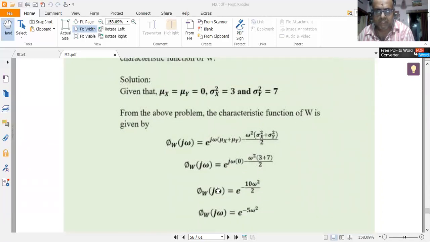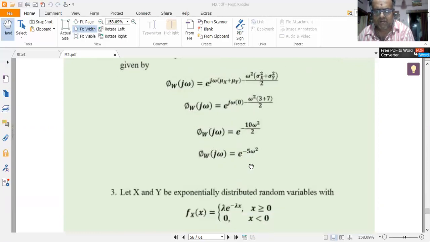So by doing so, I get phi w of j omega is equal to e to the power of j omega into 0 plus 0 minus omega squared by 2 into 3 plus 7, or phi w of j omega is equal to exponent minus 5 omega squared. Of course, all these have limits ranging from minus infinity to plus infinity. So minus infinity less than omega less than infinity is the range for phi w of j omega.